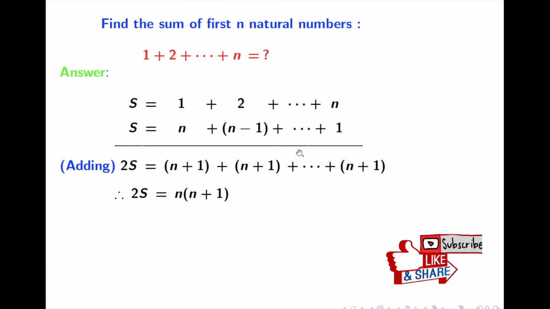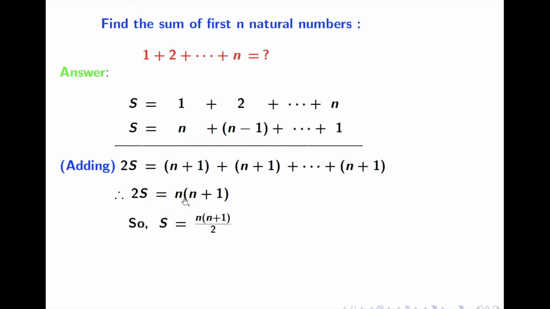So we can write it as 2s is equal to n times n plus 1. Now we will get s is equal to n times n plus 1 by 2. Now remember that we have denoted the sum by s. So we can easily write that n times n plus 1 by 2 is the sum of these first n natural numbers.